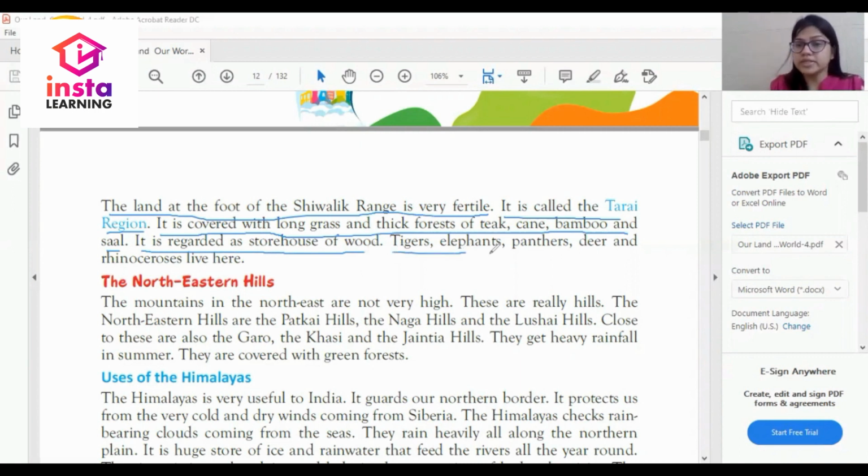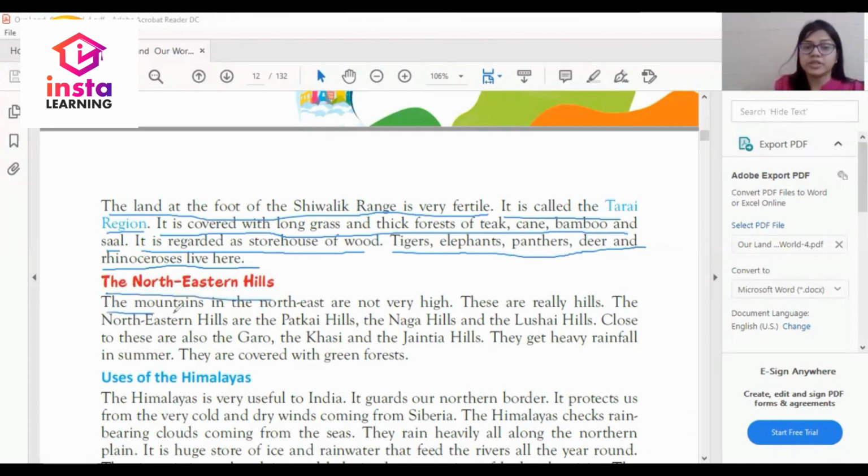Tiger, elephant, panthers, deers and rhinoceros live here. Which animals live here? Tiger, elephant, panthers, deer and rhinoceros live here. So, dear student, the next one is the northeastern hills.